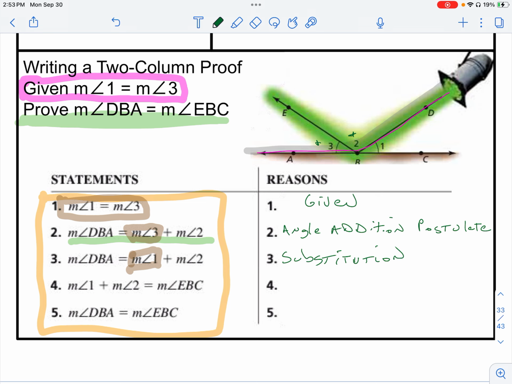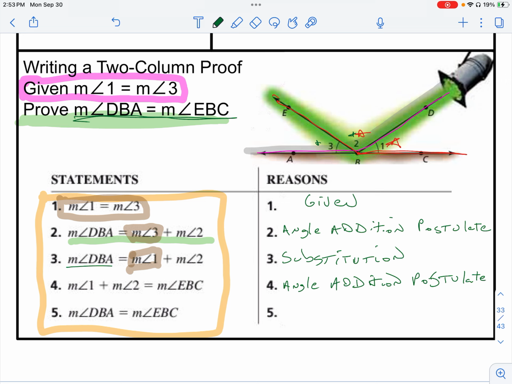All right, so now we've got to get EBC, which is this angle here, and we can see that angle 1 plus angle 2 equals EBC. Once again, our good buddy, the angle addition postulate, is helping us out. And then our last statement is the measure of DBA equals the measure of EBC, which is what we're trying to prove. So that's good.